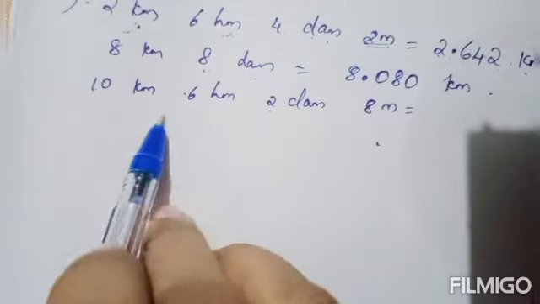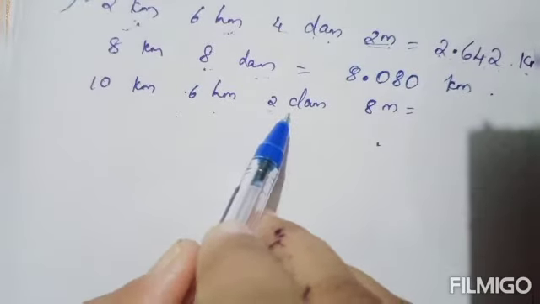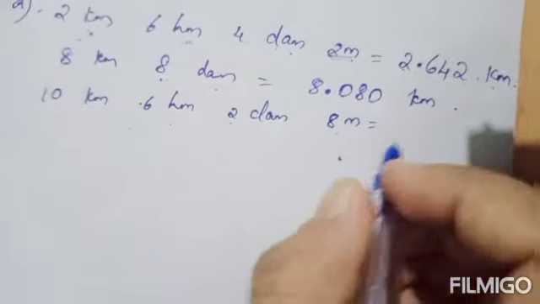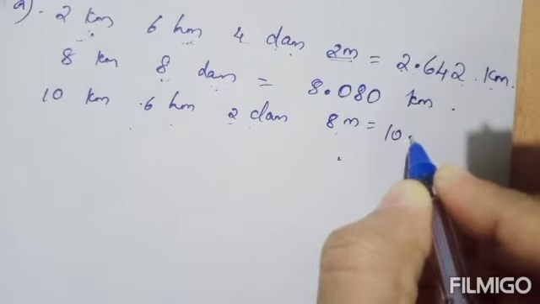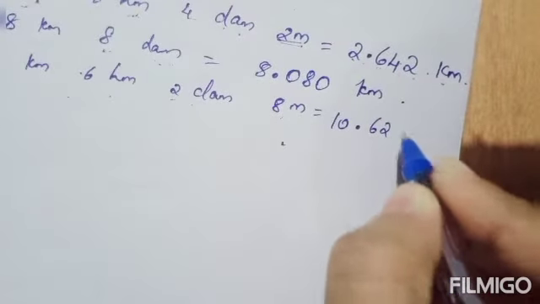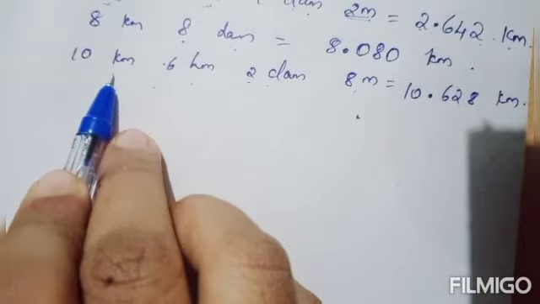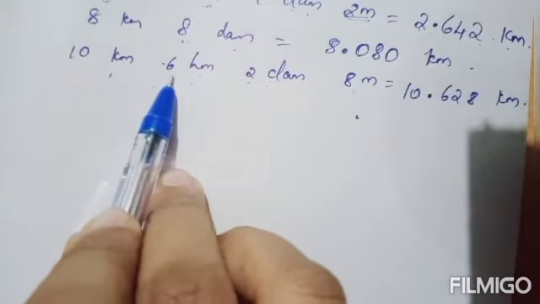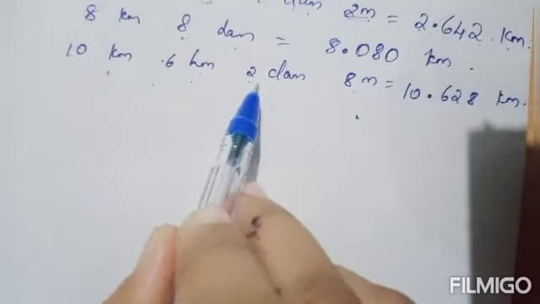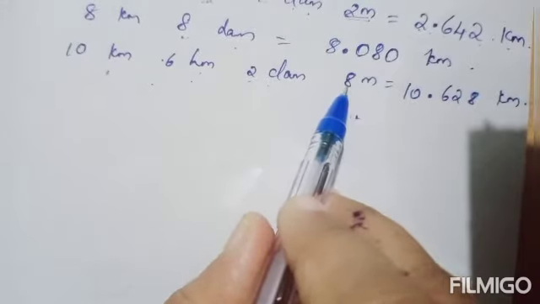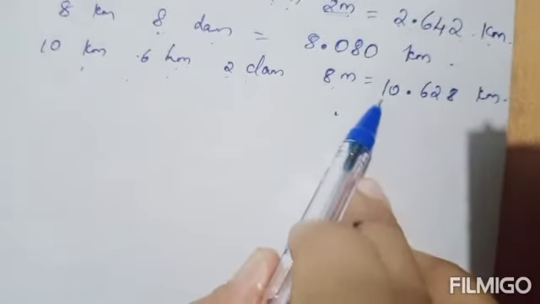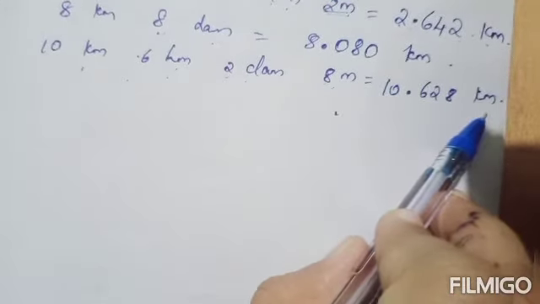Next, 10 kilometer, 6 hectometer, 2 decameter, 8 meter. How can you write this in decimal fraction? It is 10.628 kilometer. Okay, kilometer before the decimal point, hectometer in the 10th place, decameter in the 100th place, meter in the 1000th place. So you will get 10.628 kilometer.